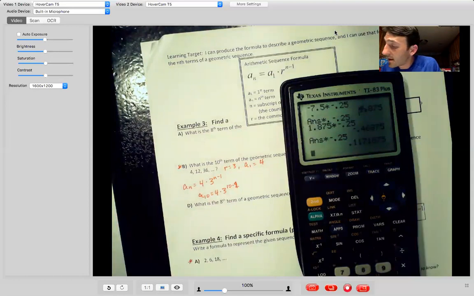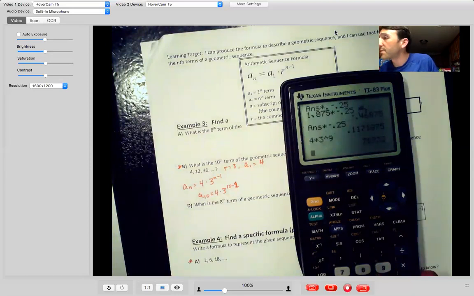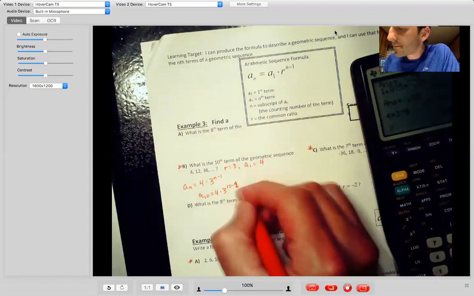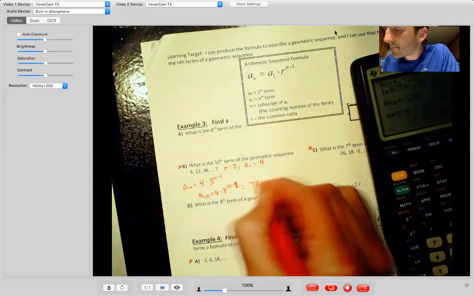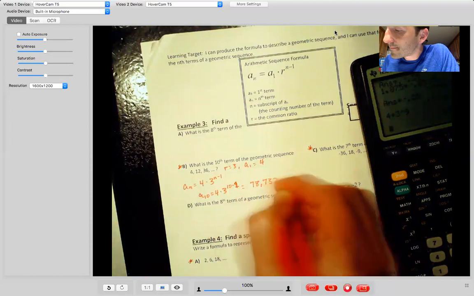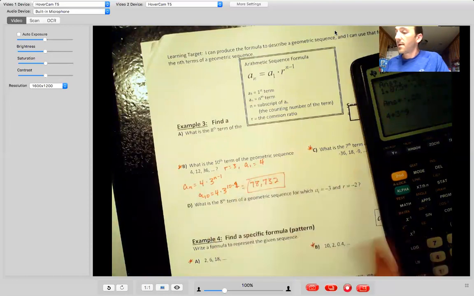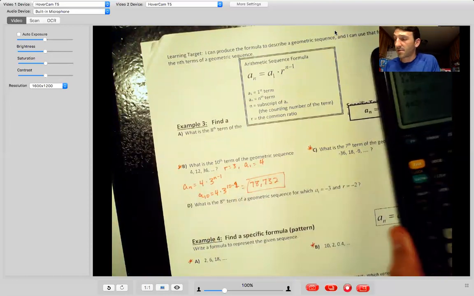So here's how I would type that in. 4 times 3 to the power of 9, just so you don't forget parentheses or something. So that is going to be 78,732. Obviously talking about exponential kind of growth curves here.